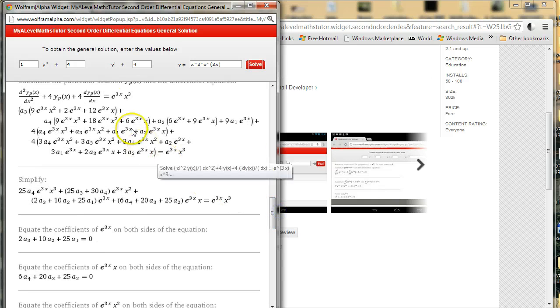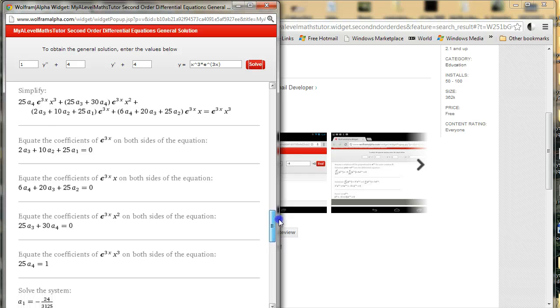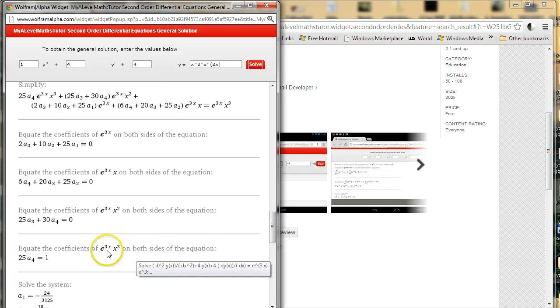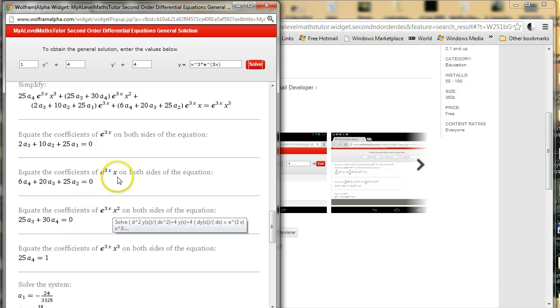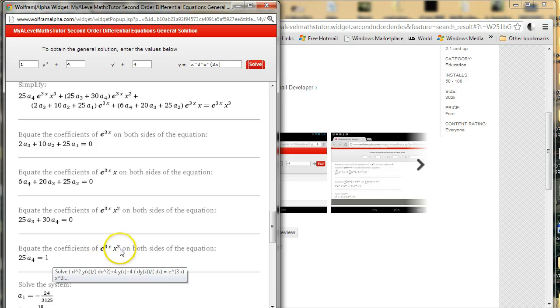So we can equate the x cubed e to the 3x's on both sides, and the x squareds, the x's, and just the e to the 3x's, because they're all linearly independent. Here, for example, when you equate the x cubed e to the 3x coefficients on both sides, there's one on the right, isn't there? And when you work out that bracket, there's 25a4 on the left. Similarly, the x squareds are here, the x's are here, and here's the e to the 3x coefficients on both sides. The only non-zero one on the right hand side is of course this one here, because that's the only term we have on the right hand side.